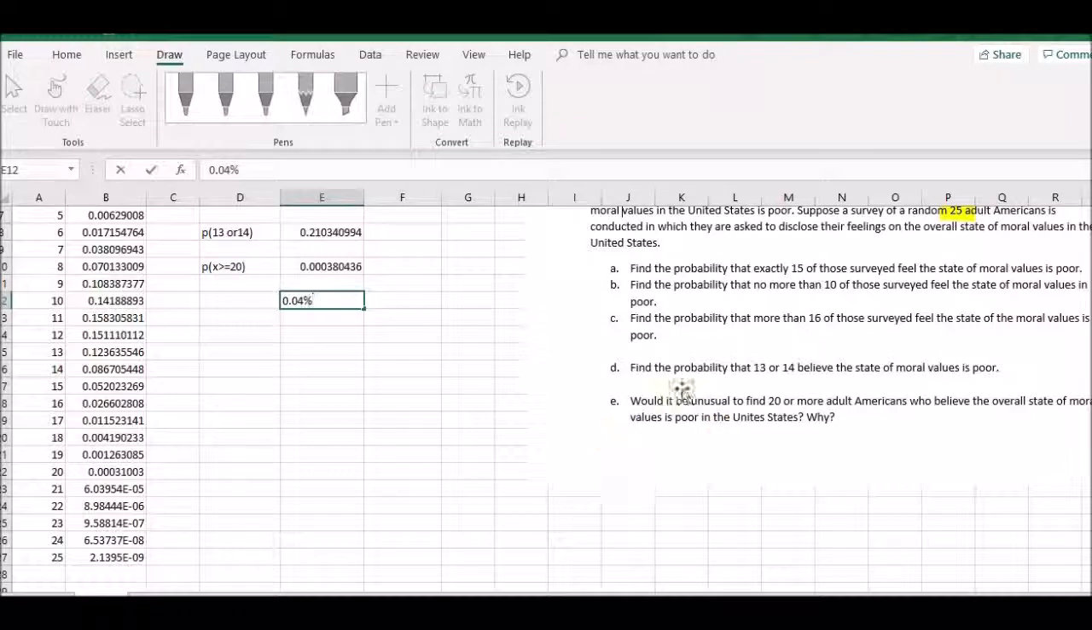So I would say, yes, it is unusual to find 20 or more adult Americans who believe the overall state of moral values in the United States is poor. Why did I say yes? Because the probability is very slim or very small.